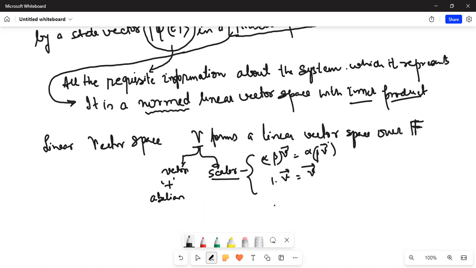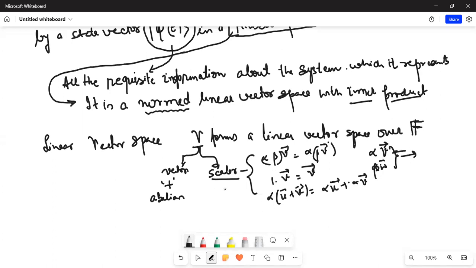Another property is that alpha times (u vector plus v vector) equals alpha u vector plus alpha v vector. And let's say alpha v vector belongs to some particular space, and beta w vector also belongs to that space. Then their addition is also a vector of the same space.